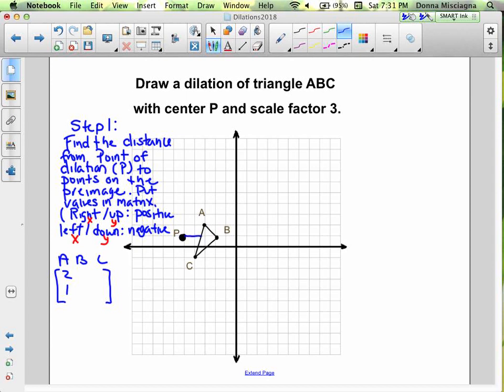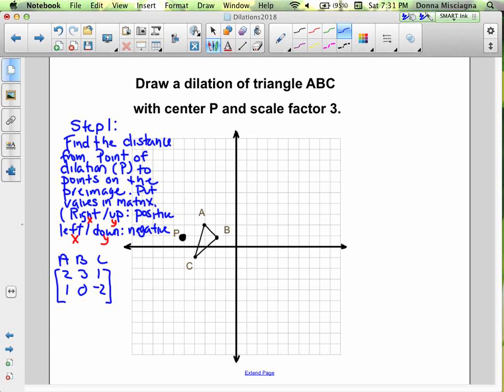1, 2, 3. I have to go 3 in the positive direction horizontally, 3 to the right, but nothing vertical, so 0, no vertical change. And then to C, 1 to the right and 1, 2 down. So that distance is 1, negative 2. If P were the origin, those would be the coordinates for A, B, and C. It's as if we changed the coordinate plane so that P was the center. Now that's step one.